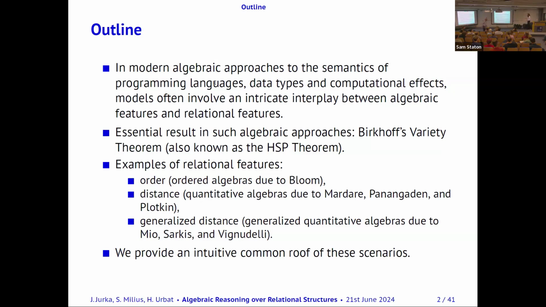Okay, I see. Thanks. So some examples are order, distance, and generalized distance, and these correspond to ordered algebras of Bloom, quantitative algebras of Mardare, Panangaden, and Plotkin, and the recent generalized quantitative algebras of Mio, Sarkis, and Vignudelli. What we do is provide an intuitive common generalization of those, and also obtain some new results. For example, a variety theorem for this last example is new.